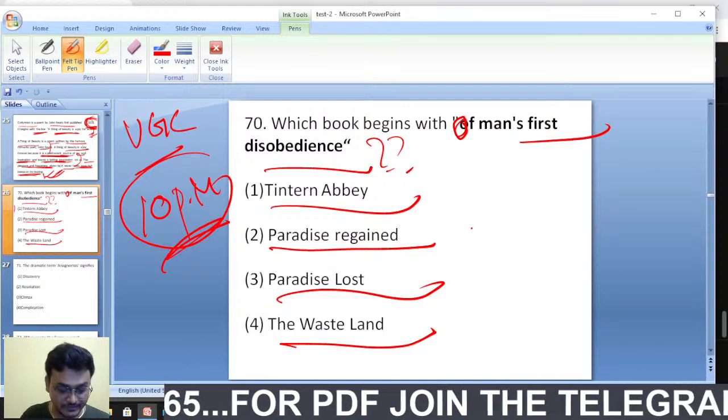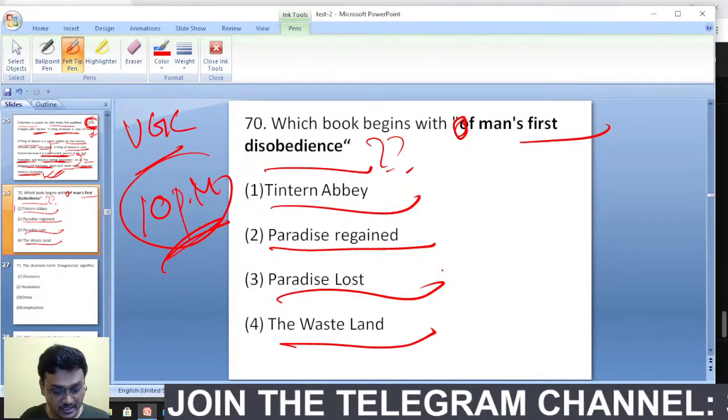Exactly, Shraddha. Exactly, everyone. Sujit, Shraddha, Anandita got it, everyone.